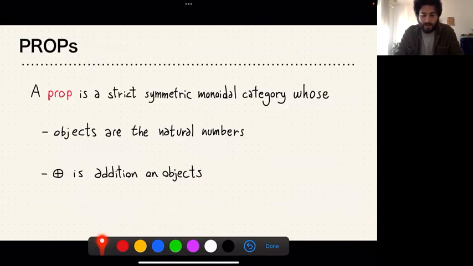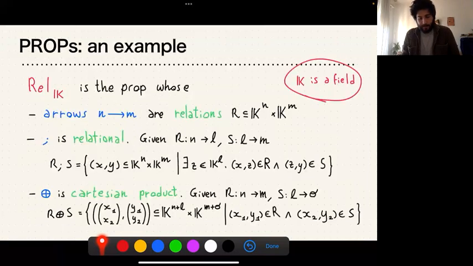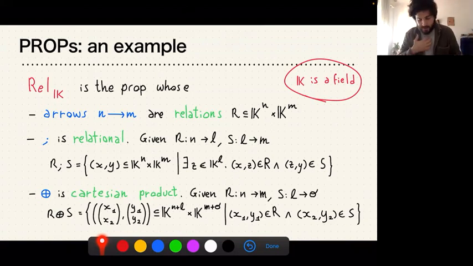The very few categorical background we need is props, which are strict symmetric monoidal categories whose objects are natural numbers, and the monoidal product is addition on objects. A first example of props is Rel over a field K, in which every arrow from n to m represents a relation in k to the n times k to the m. The composition is relational, and the monoidal product is the Cartesian product.